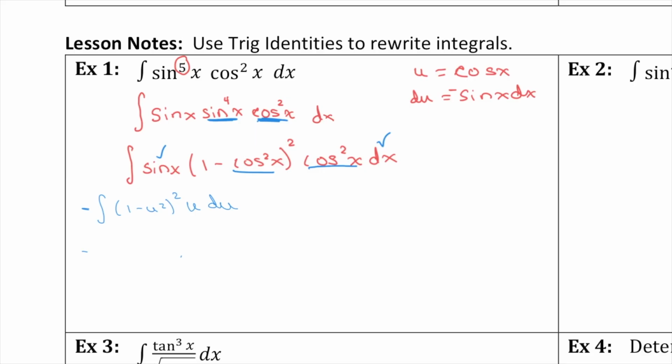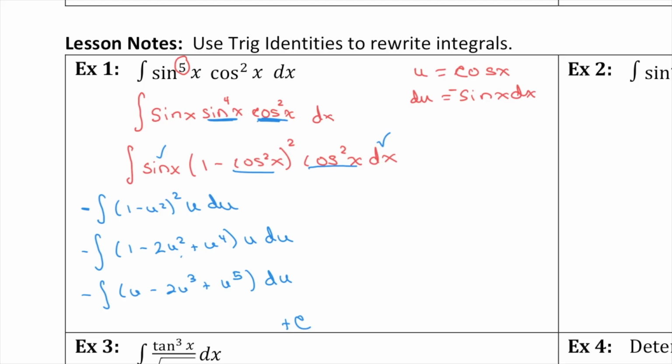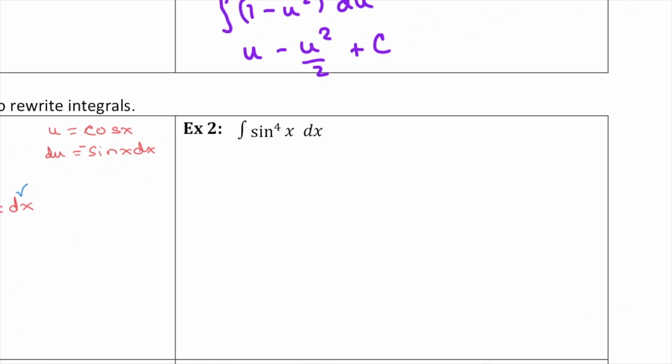All right, it's a little bit messy, but we can multiply this out. We will have 1 minus 2u squared plus u to the 4th, and that will be multiplied by u du. More algebra, because algebra is so useful. We're going to have u minus 2u to the 3rd plus u to the 5th. And now we are ready to integrate. And once you integrate, don't forget your plus c and to replace that u value. It's not finished. You need to finish it.